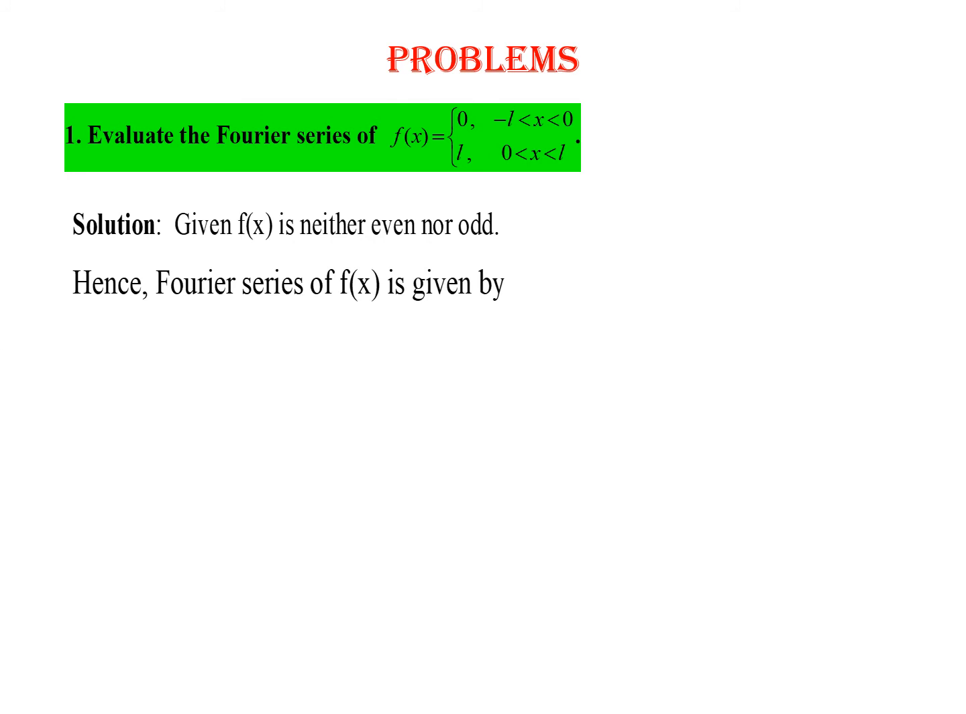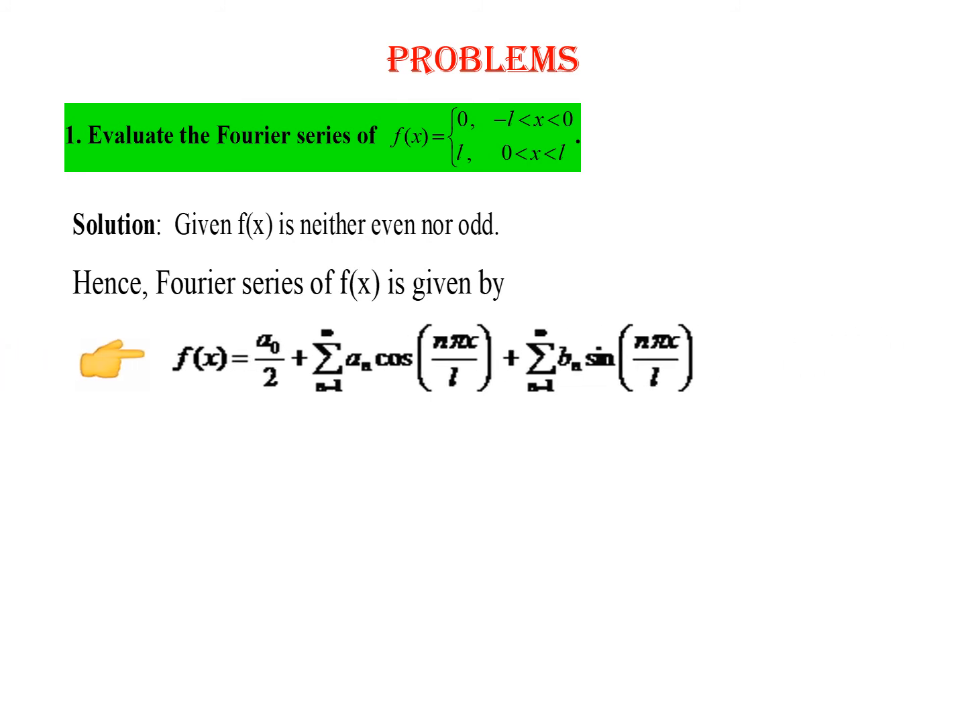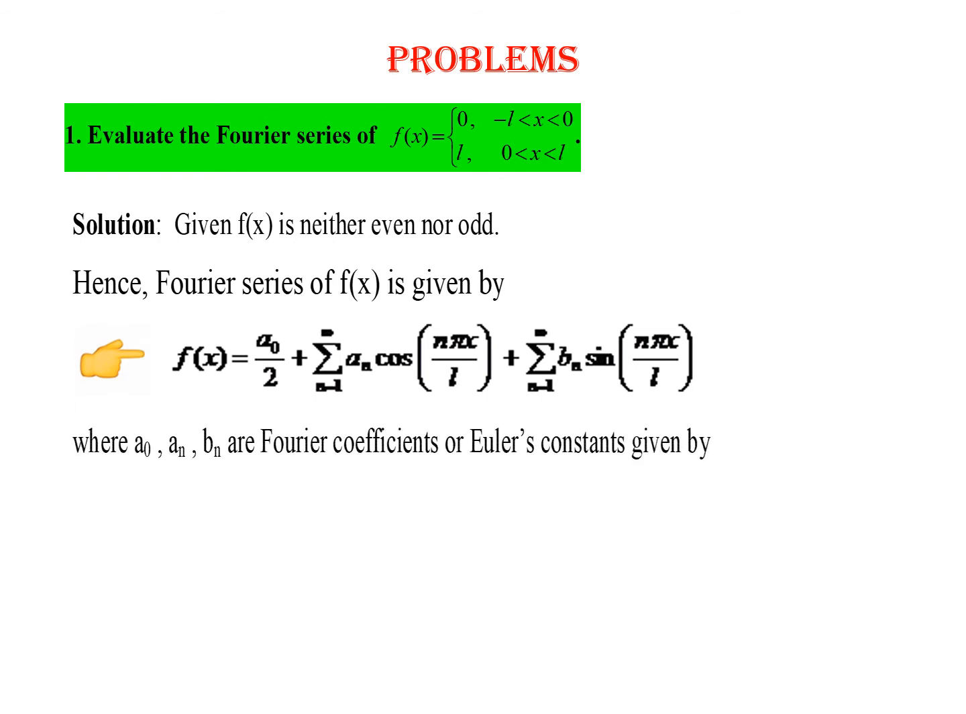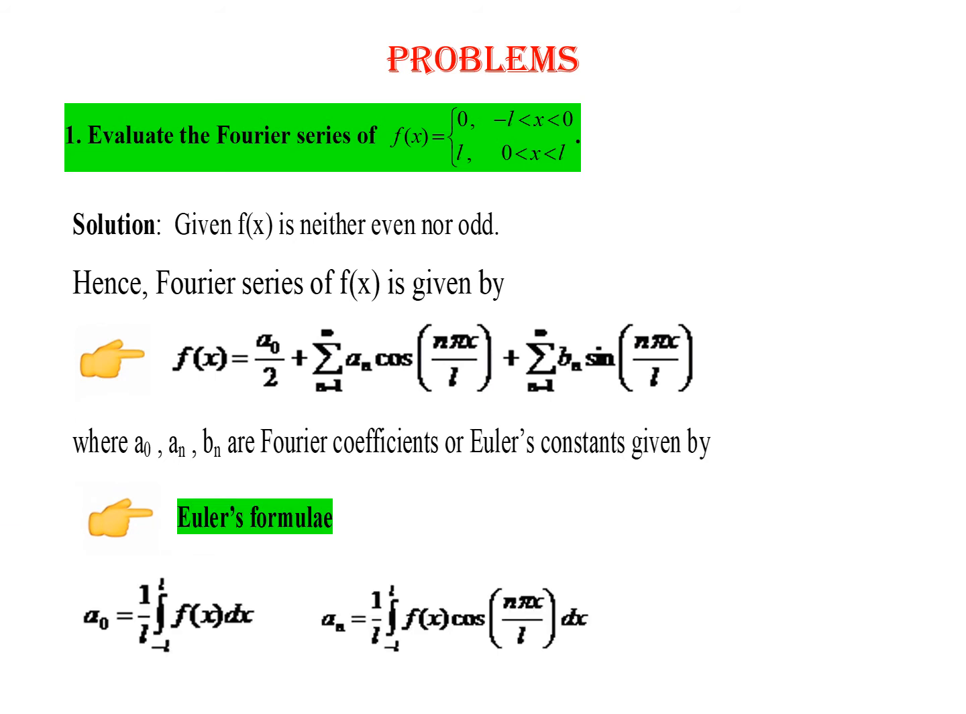The Fourier series is given by all the three terms. We will have f of x equal to a naught by 2 plus sigma an cos n pi x by L plus sigma bn sin n pi x by L. And we'll move on to all the formulas, a naught, an and bn formulae given by Euler's.